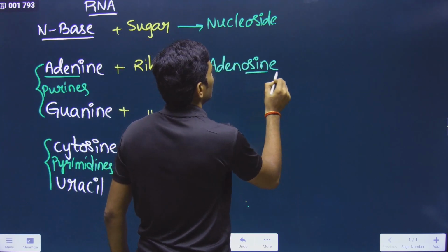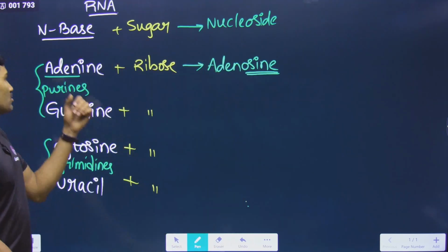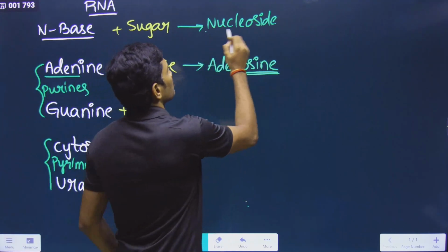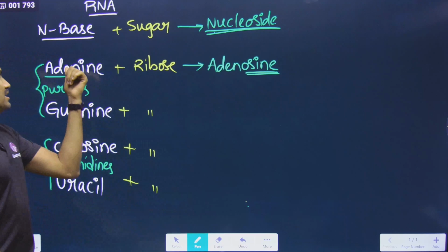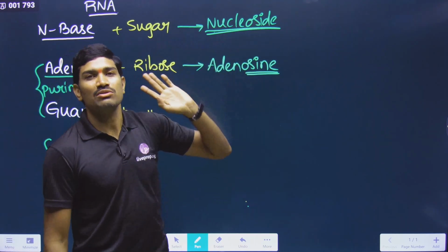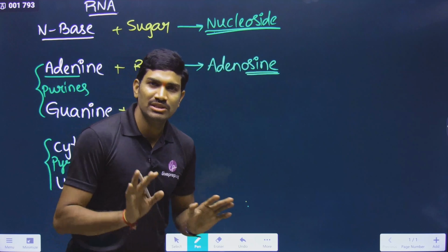O-S-I-N-E, osine at the end. Understood or not? So adenosine. In this way, adenosine is a nucleoside. Please observe this. Adenine is a nitrogenous base, whereas adenosine is a nucleoside. In this way, slightly the name will be changed.